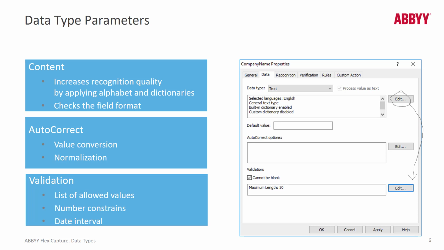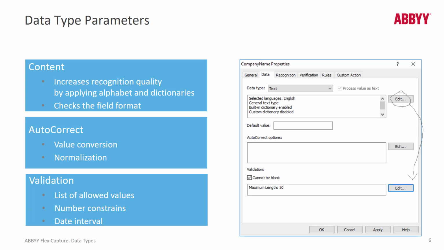Similarly, if I entered a currency value at the top, then this bottom edit button would say, do you want to specify a minimum and a maximum currency value? And when you think about monetary fields, there usually are reasonable minimum and maximum amounts. So it's very powerful that those two are linked.